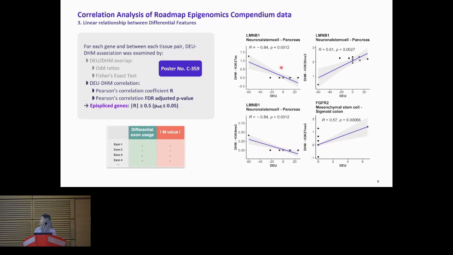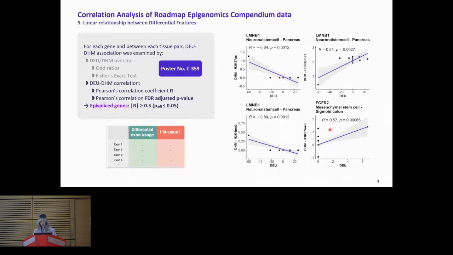On the left side are two examples of episplicings that we found: LMNB1, detected in the comparison between neuronal stem cell and pancreas for 3 different histone marks, and FGFR2, in the pair of mesenchymal stem cell and sigmoid colon for the histone mark H3K27me3.